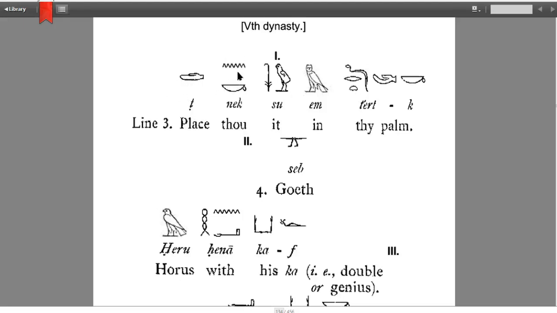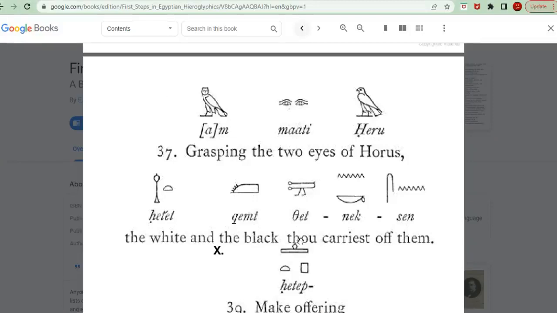But this is also tanksum, you know, T-A-N-K-S-U-M, tanksum. Place thou it in. You know, they take out all your innards and they put them into containers in the tanksum. And you see that in this other line. And I think they use a different T. It's here, thou carriest off them.